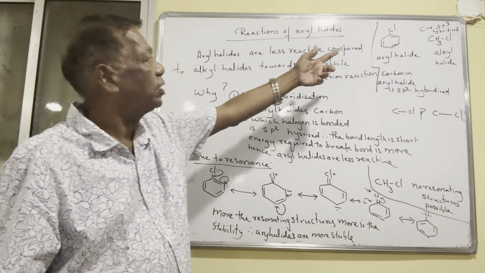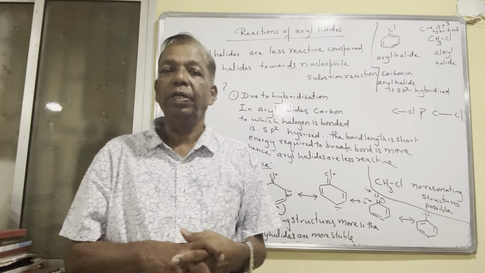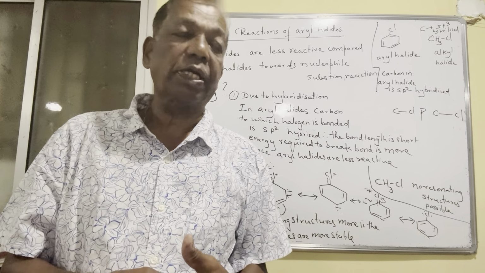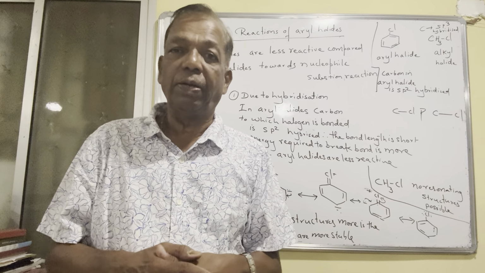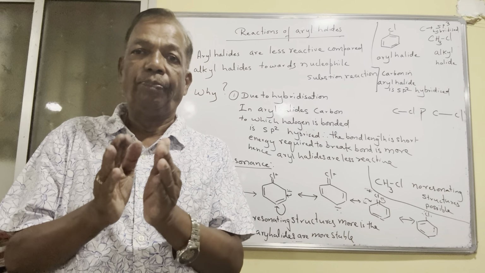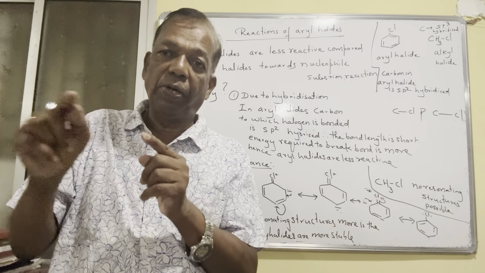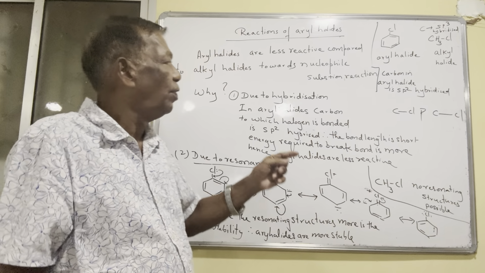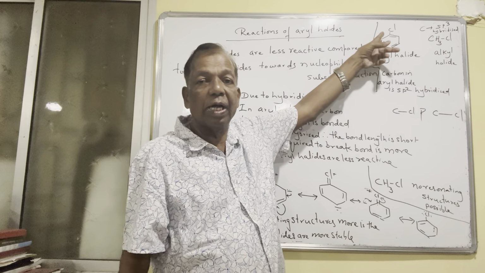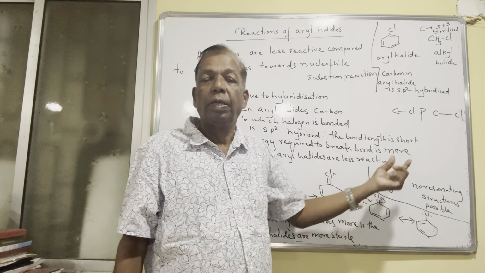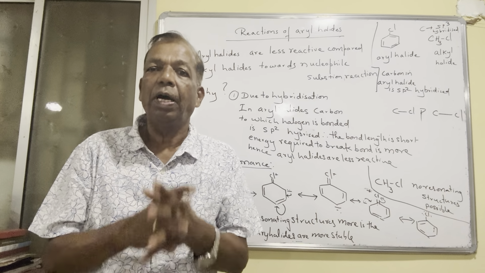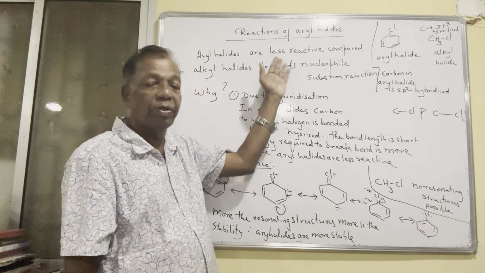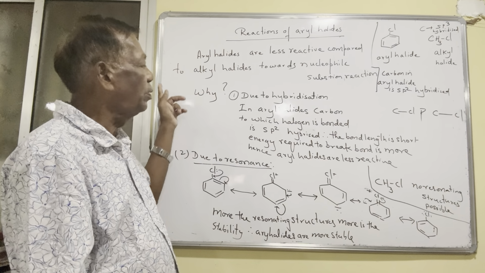The carbon in case of aryl halide is found to be sp2 hybridized, whereas carbon in case of alkyl halide is found to be sp3 hybridized. sp3 carbon has a longer bond length between carbon and halogen, whereas here the bond length between carbon and halogen is short. When the bond length is short, energy required to break the bond is what? High. And therefore to break this bond being high, this is found to be less reactive.